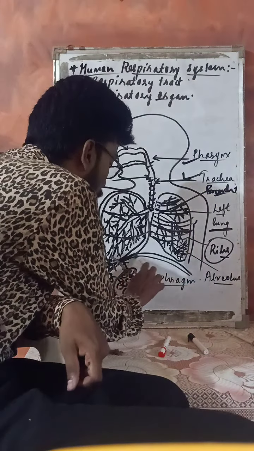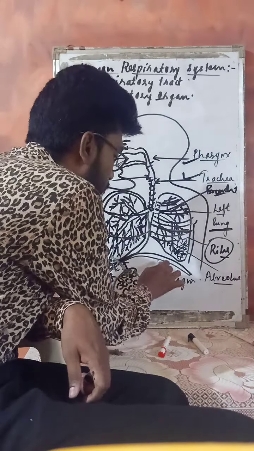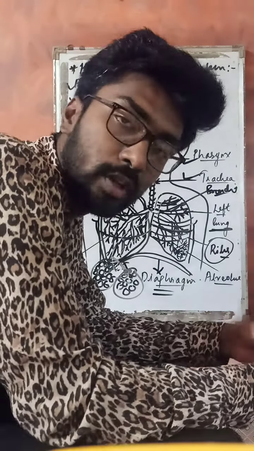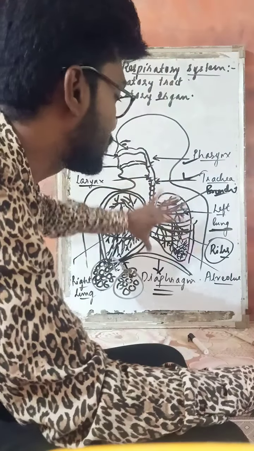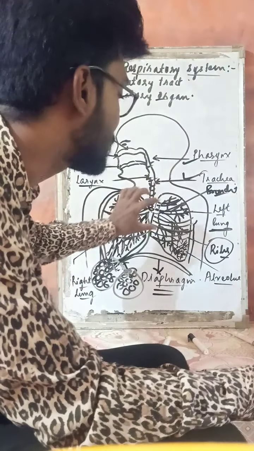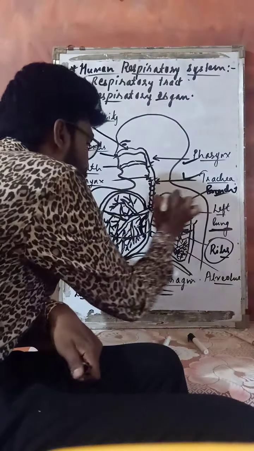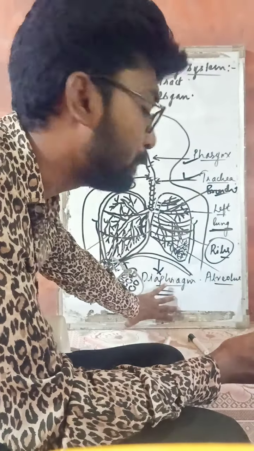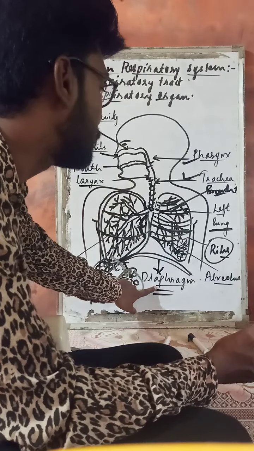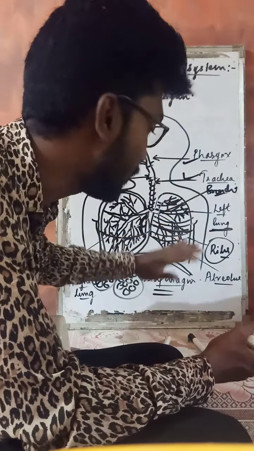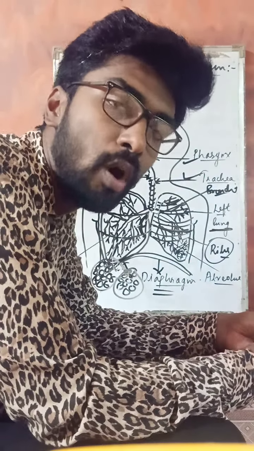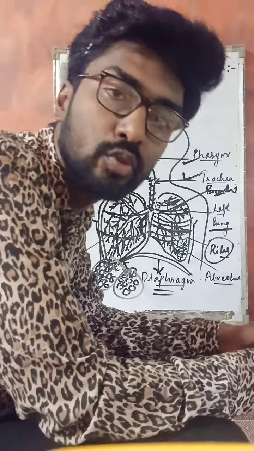Now you can see this dome-shaped structure. This dome-shaped structure is called the diaphragm. It divides your thoracic cavity from the abdominal cavity. This is your thoracic cavity, where the respiratory system, lungs and heart are present. This is somewhat your heart. And this is your abdomen, where the stomach and all the gastric organs are present. So the diaphragm is a dome-shaped muscular organ which divides the thoracic cavity from the abdominal cavity and plays an important role in the mechanism of breathing.